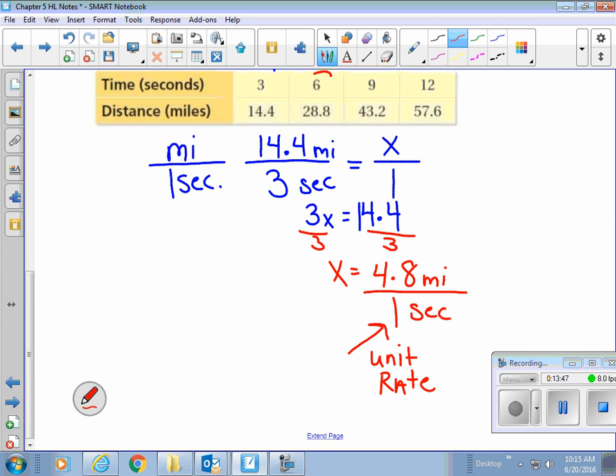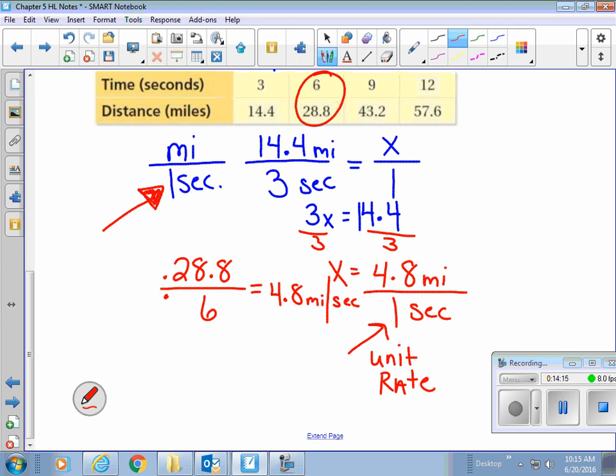And if you were to pick any other one, if I did 28 8/10, and instead of doing a proportion, I'm just simply going to divide the numbers. 28 8/10 divided by 6 still ends up giving me 4 8/10, and that would still be miles per second, just another way of writing per second instead of having it over 1. Right, so the most important thing here is having that 1 on the bottom of your rate, which makes that rate a unit rate.